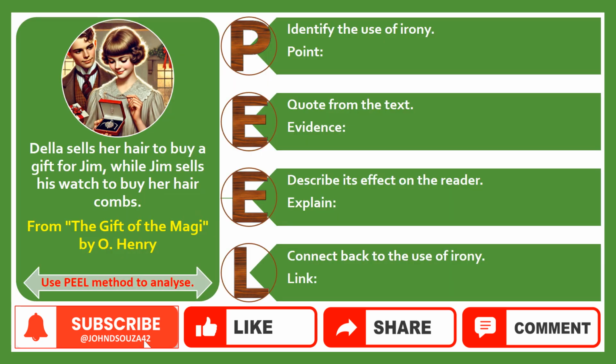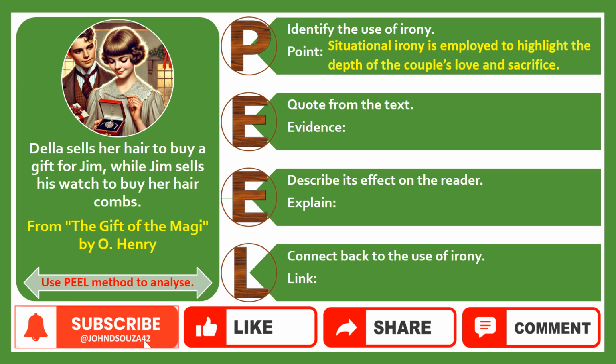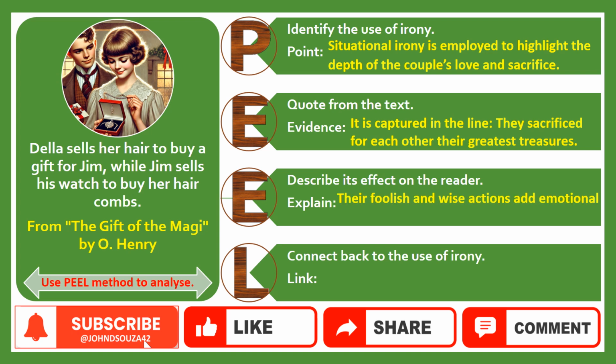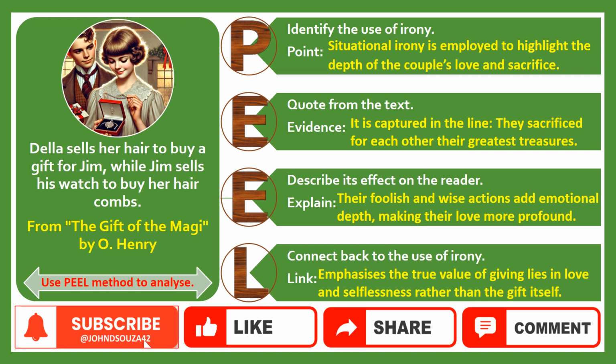Follow the PEEL method to evaluate the author's use of irony in The Gift of the Magi by O. Henry. Point: situational irony is employed to highlight the depth of the couple's love and sacrifice. Evidence: it is captured in the line, "they sacrificed for each other their greatest treasures." Explanation: their foolish and wise actions add emotional depth, making their love more profound. Link: it emphasizes that the true value of giving lies in love and selflessness rather than the gift itself.